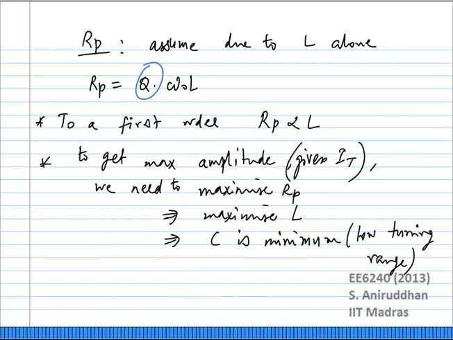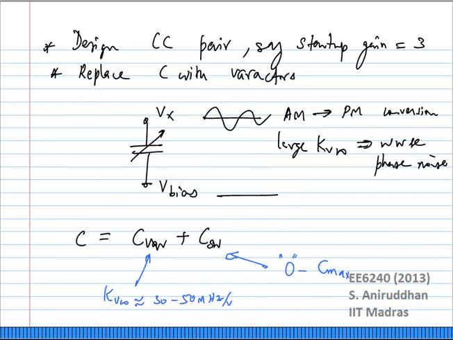Okay, and design your cross-coupled pair such that you have a certain startup gain, right? You know the bias current, you know the startup gain you want to achieve, therefore you can find out the width of the transistors. What about the length of the transistors? You would start off with minimum length, obviously. If you use any larger length, you are just adding unnecessary parasitic capacitance to the output nodes across the tank.